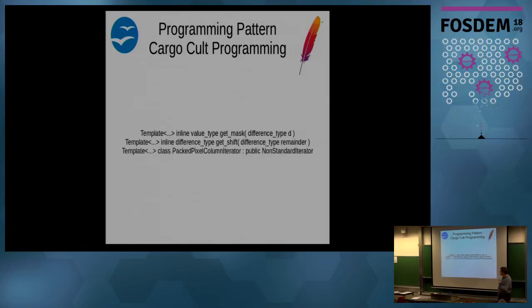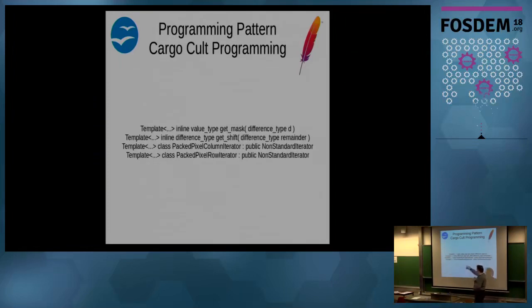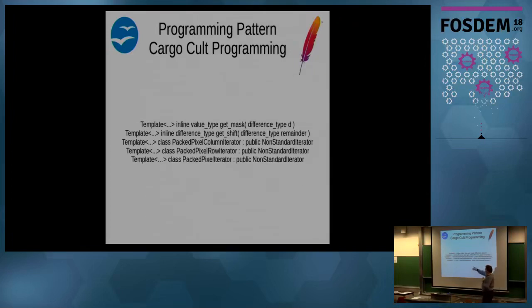Because this piece of code really loves templates. We have these two codes. We just have a look at it, which provides us a function. These functions are used in this class here, which is a packed pixel column iterator. Then we get the next template with the row iterator. And as the last one, we have the iterator itself, which can do both. Now, this is really fancy.